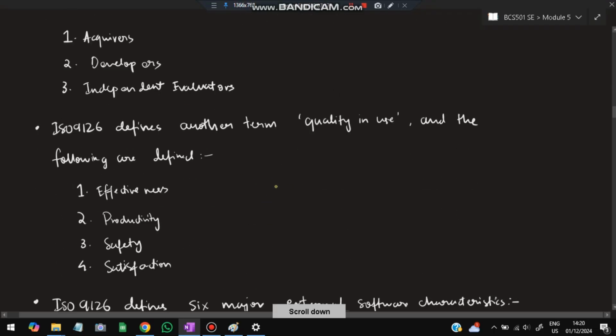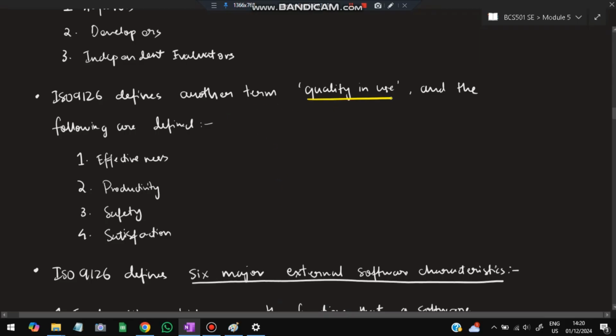Okay, ISO 9126 defines another term, quality in use, and the following are defined: effectiveness, how effective the product is; productivity, to create the product, how much staff and how much effort was required, was it less or not; safety, who all are safe, are the end users safe, were the developers creating the project not under some harmful situations, those aspects come under safety. Satisfaction means both the developers and the users are satisfied or not. If all are good, that means the quality of the product is very good.